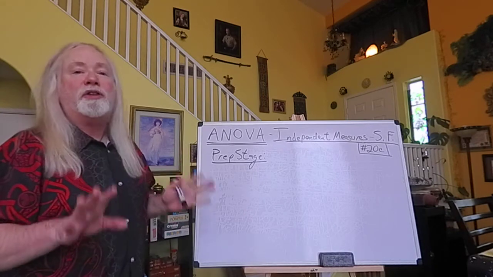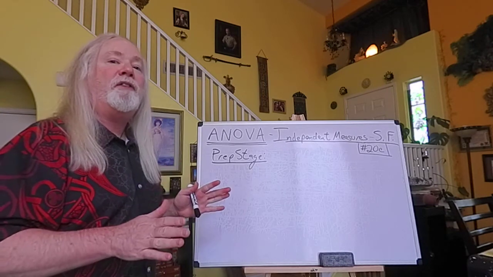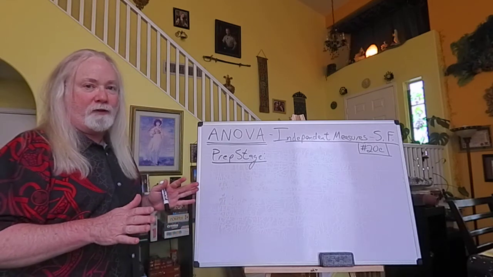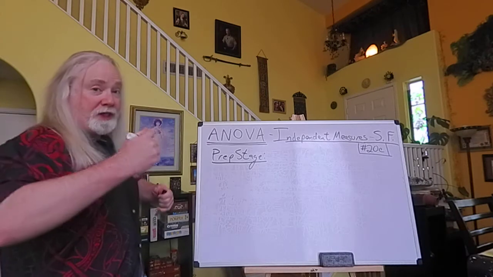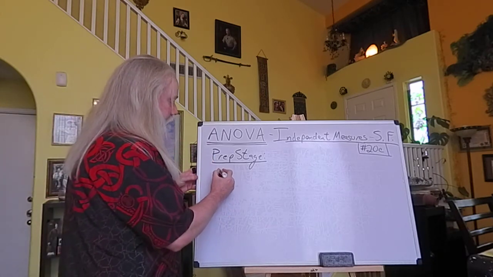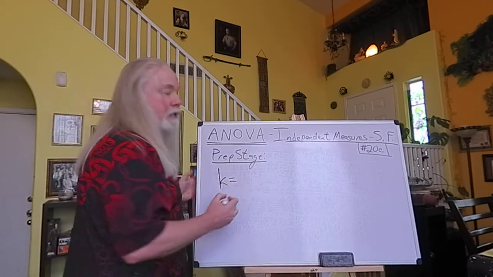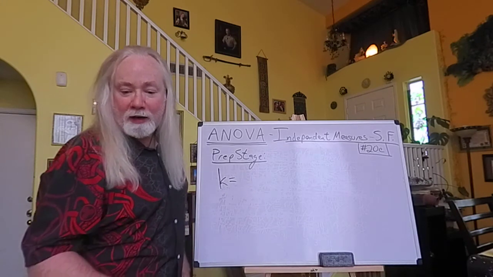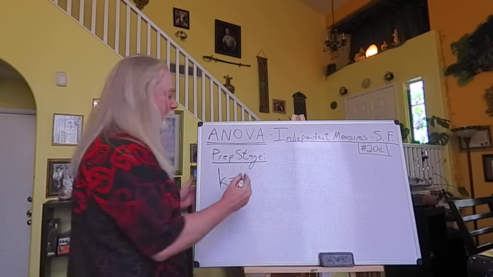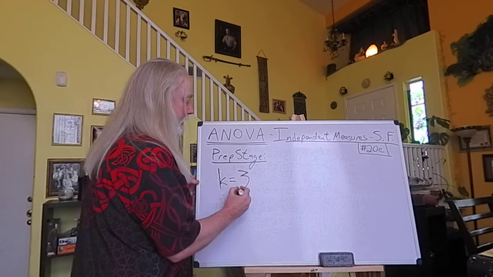You might want to pause the video and see if you can figure it out on your own first. But there are two things missing. One thing missing is the value of K. What's the value of K? How many treatment conditions are there? And they're numbered for us: treatment condition 1, 2, and 3. The value of K is 3.